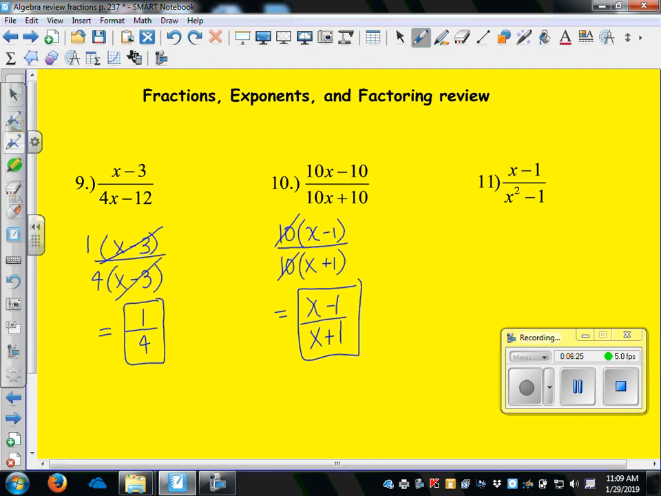Number 11. The numerator is x squared minus 1, which is the difference of two squares. That's x plus 1 times x minus 1. If you can't remember how to factor the difference of two squares, you might want to revisit that by doing a search in YouTube videos on difference of two squares. So we have x minus 1 and x plus 1, and the x minus 1 in the numerator will cancel with the x minus 1 in the denominator. I have a 1 in the numerator that you can't see, so I have 1 over x plus 1.